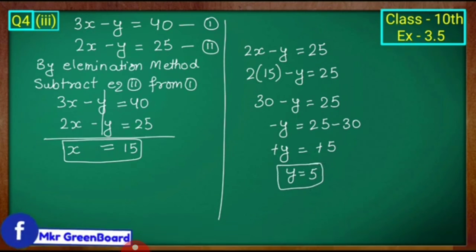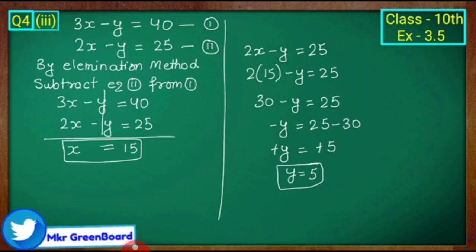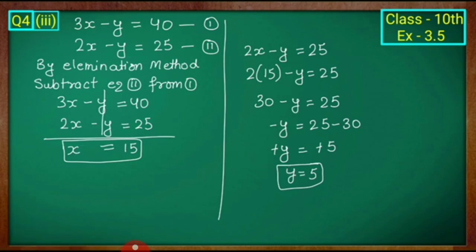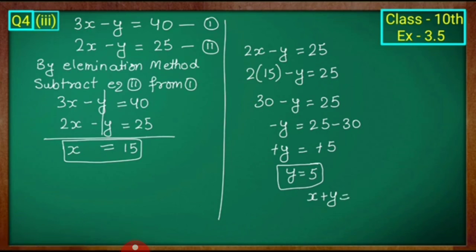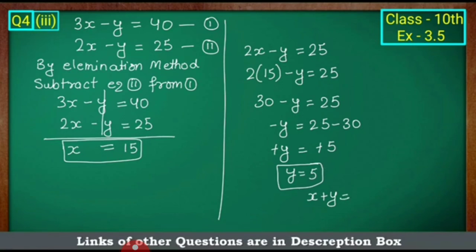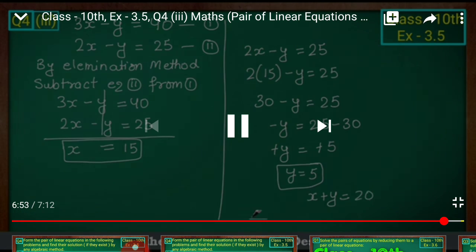And we need to find the number of questions, how many questions Yash attempted. For that we have to add the correct and incorrect answers. So x plus y means 15 plus 5 is equal to 20. That's your answer.